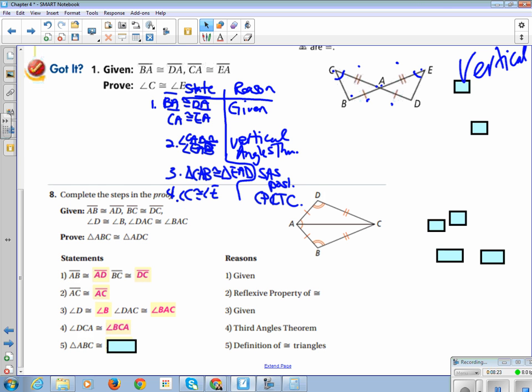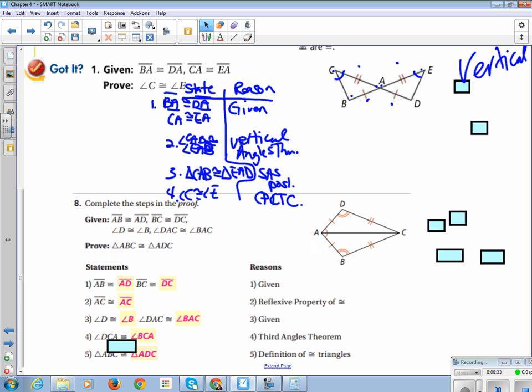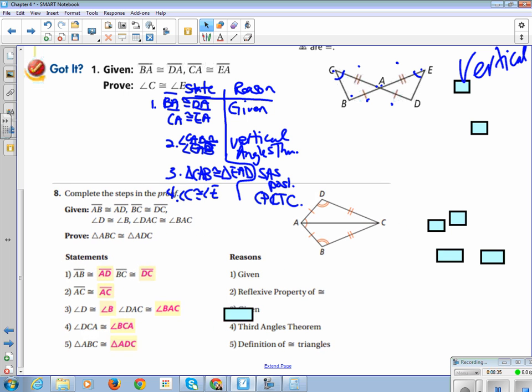So remember, we did the angles. If we know 2 angles in a triangle are congruent, we can say that that third angle is also congruent. Did that yesterday. Therefore, triangle ABC is congruent to triangle ADC because of the definition of congruent triangles. So this is the hard way, where we have to show all the angles are congruent, all the sides are congruent.